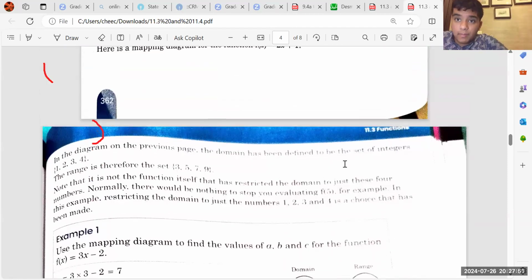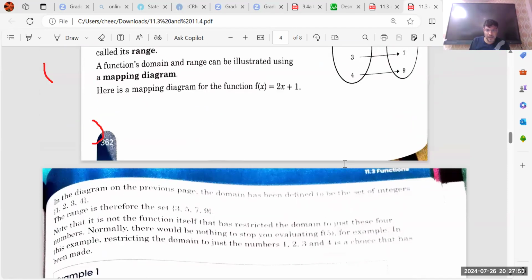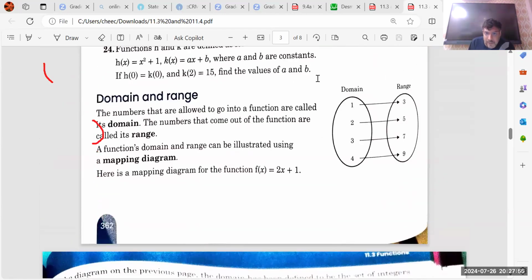Yes, sir. In the diagram on the previous page... So they are referring to this diagram. In this, if you notice, in the function you can also take 5 or 6, but they have just taken 1 2 3 4 in the domain. Did you notice this? No one noticed this. No one even tried to ask me why they have taken 1 2 3 4.